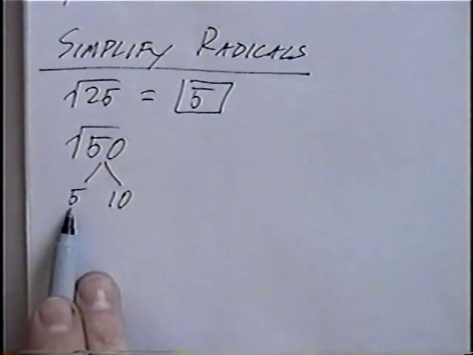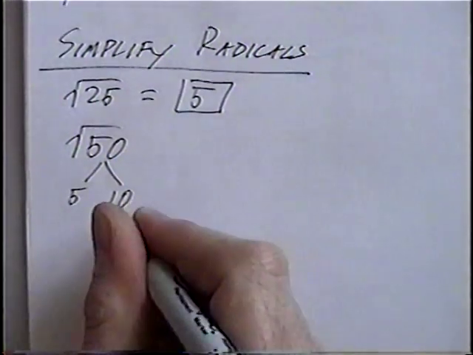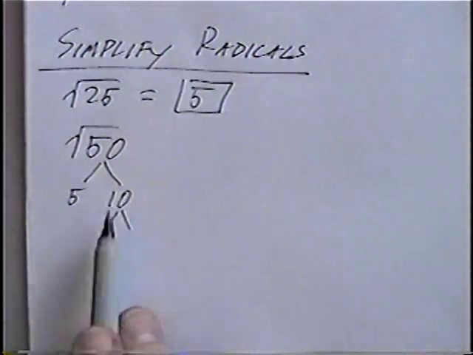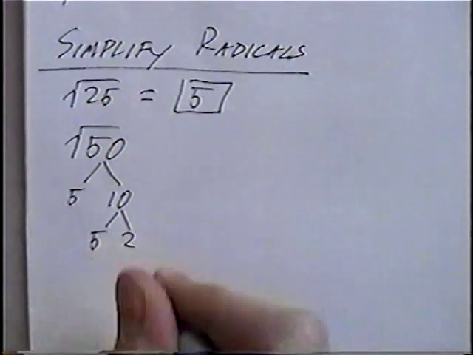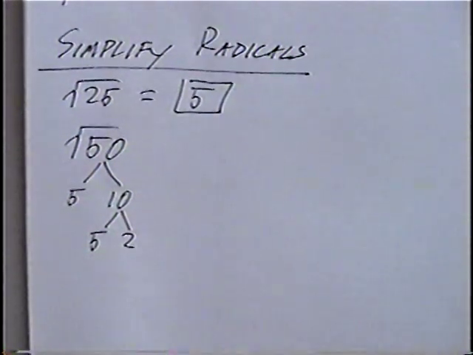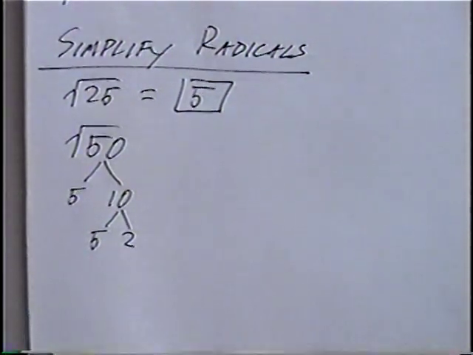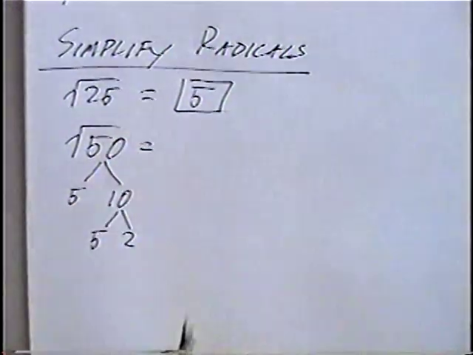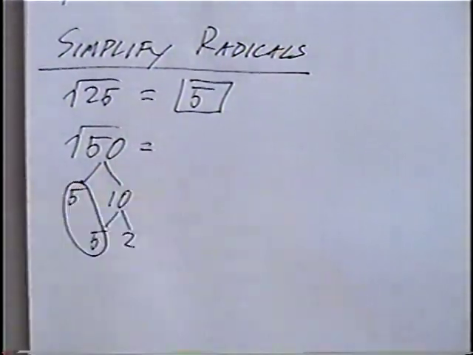5 is a prime number, which means 5 is the only number that multiplies to get itself, so we won't factor that anymore. But the number 10, we can pick two numbers that multiply to get 10. In this case, it would be 5 and 2. Your factor tree is complete when you're left with numbers that you can't factor anymore. To get your final answer, you want to circle your pairs of numbers. For example, we have a pair of 5s.